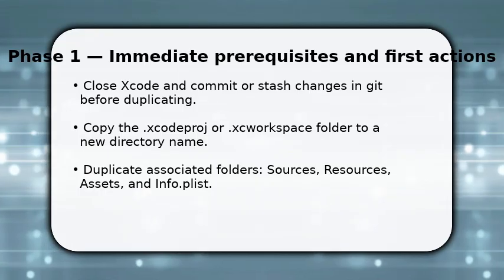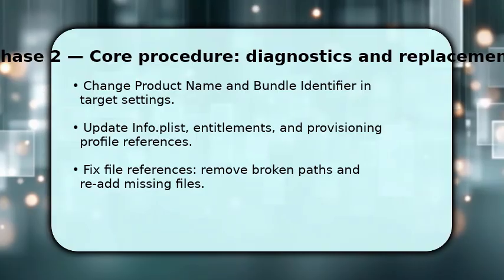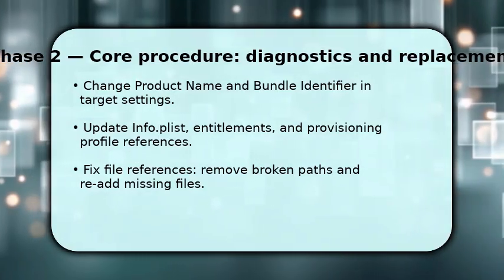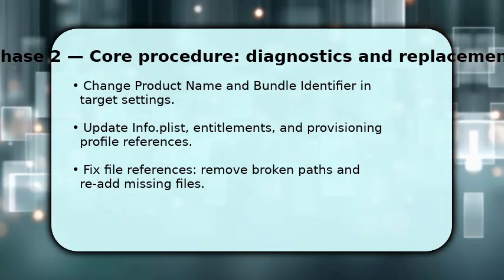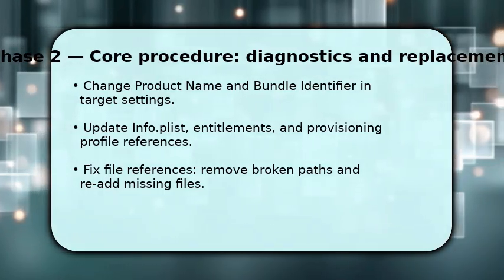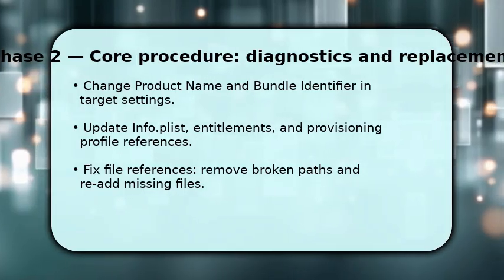working project. Now you adjust the duplicated project's identity. Open the target settings and change the product name plus the bundle identifier so it won't conflict with the original. Then update Info.plist entries, entitlements, and provisioning profiles to match the new identifier.